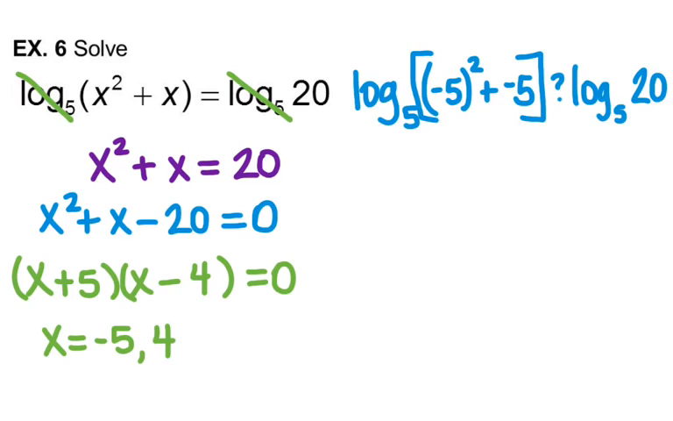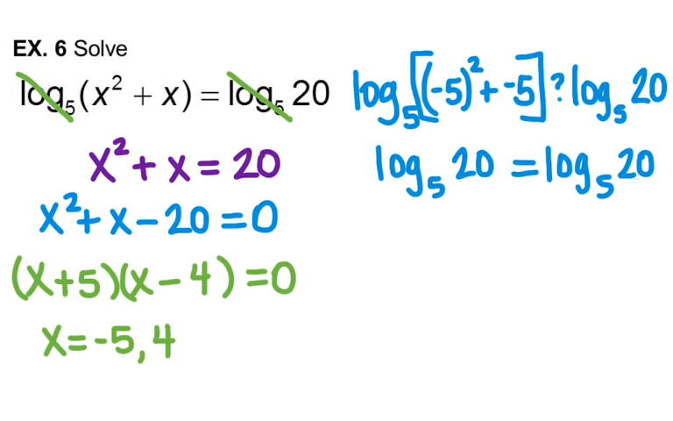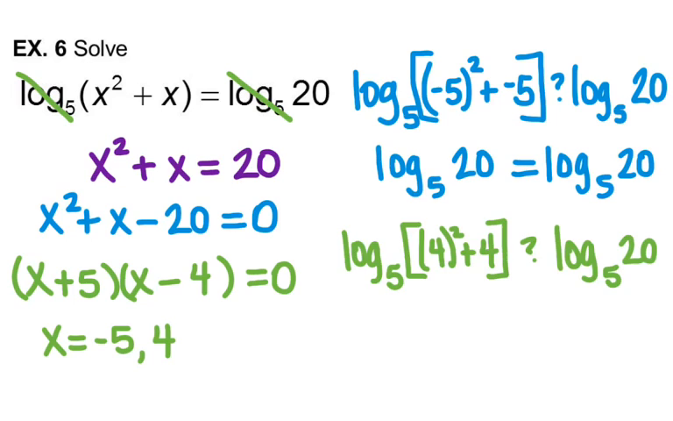So when I plug in negative 5, be very careful when you plug in a negative and you're raising it to a power. That's going to make a positive 25, plus a negative 5 would be 20, so log base 5 of 20. So those are equal. Same thing for the 4. 4 squared plus 4 will also be 20.